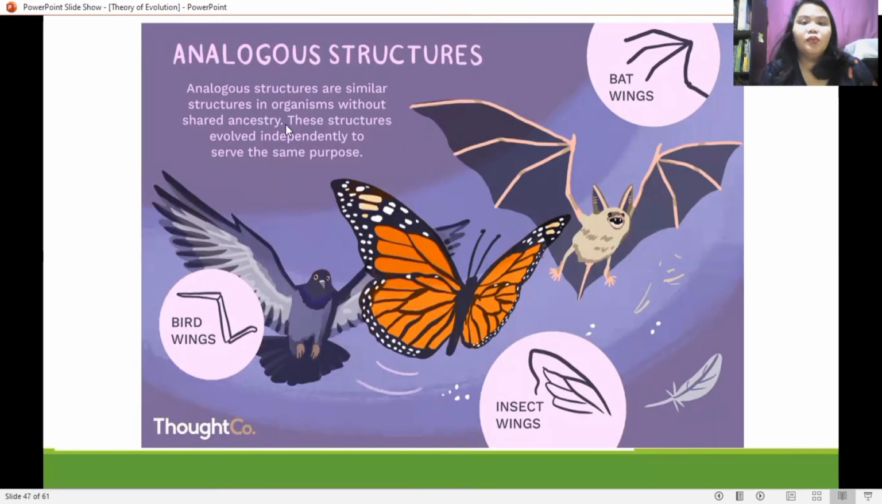Analogous structures are similar structures in organisms without shared ancestry. These structures evolved independently to serve the same purpose. For flying, for example, we have from the class of the birds, the wings, class Insecta, and then class Mammalia, the bat. So that is what we mean by analogous structure. They have the same function, but they evolved from different classes.